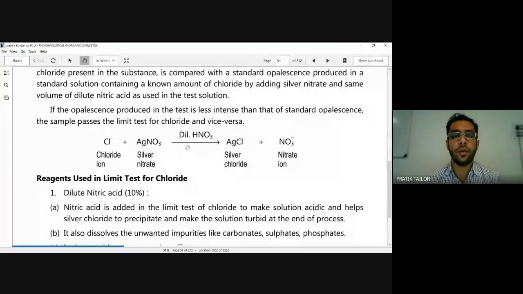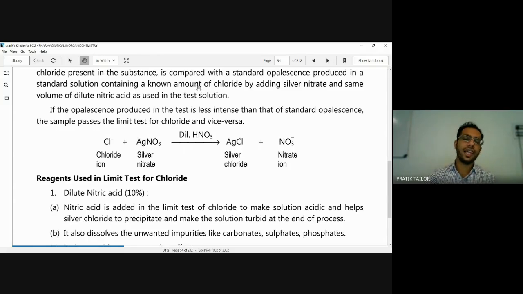Limit test for chloride is simply based on the principle of reaction of halide with silver nitrate. Soluble chloride will react with silver nitrate in the presence of dilute HNO3 and form AgCl precipitate, which will appear as turbidity.